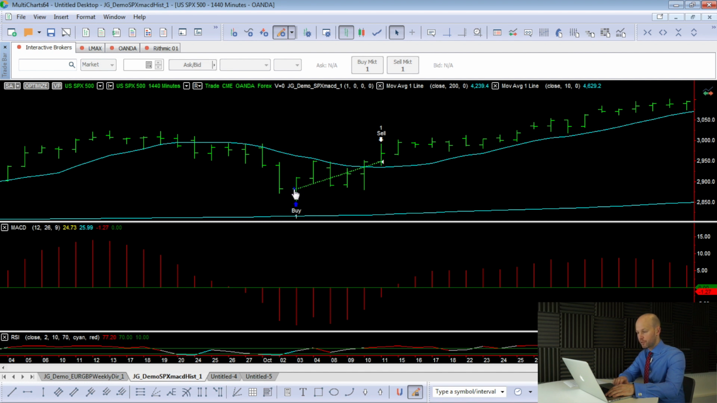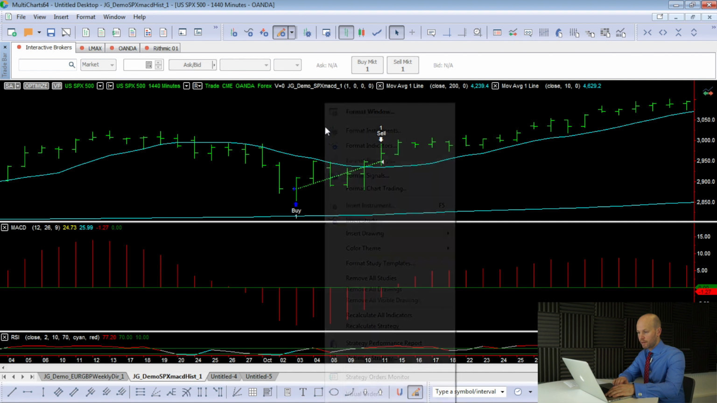Now let's run through each of the exits, and first up is our 10 period moving average exit, and you'll see this is what I'm using here. Whenever the price closed above the moving average, which is here, this is the first bar where it closed above the cyan line, then we exit on the open of the next bar.